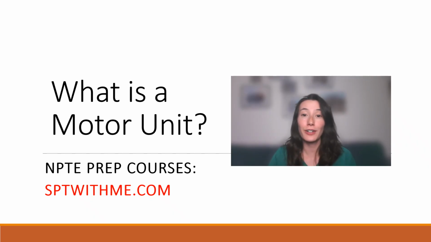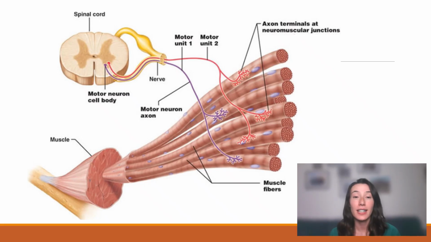Now for what you're actually here for, let's talk about what a motor unit is. A motor unit is a functional unit composed of a nerve and the number of muscle fibers it connects to. This is an image that maybe you've registered in your brain and you immediately connect this image with the idea of a motor unit. That's great. However, I will tell you that this image is an extremely simplified version of what a motor unit is.